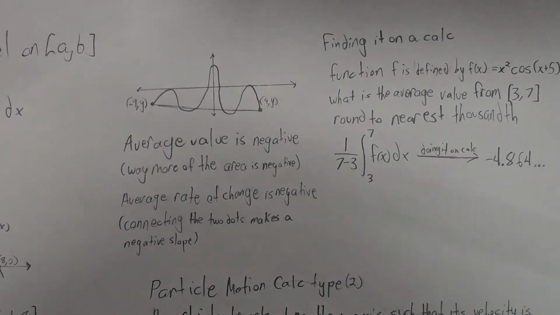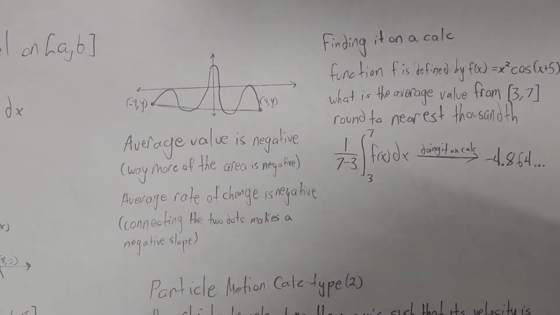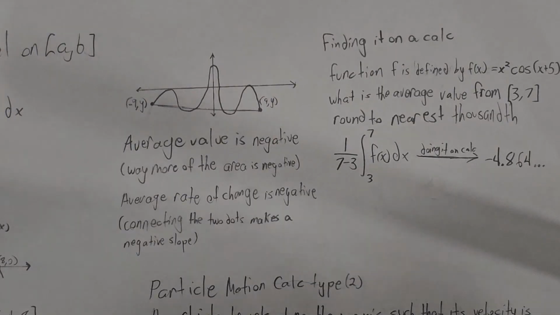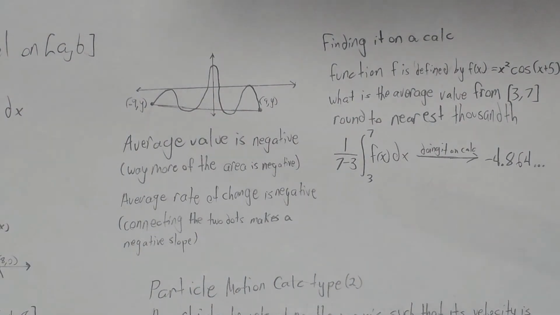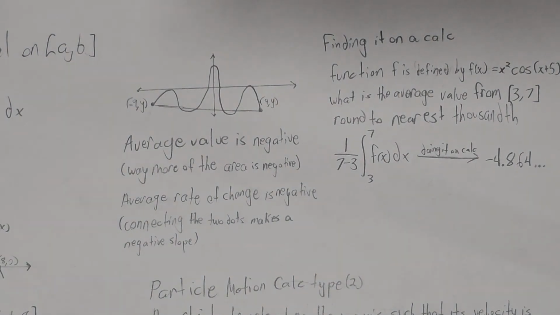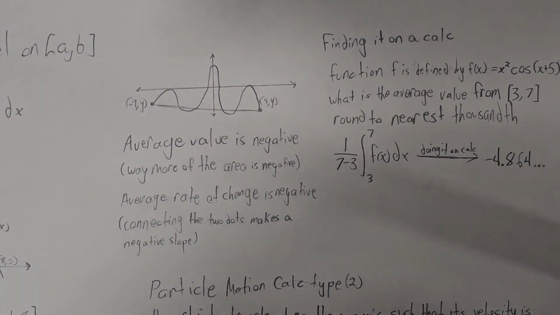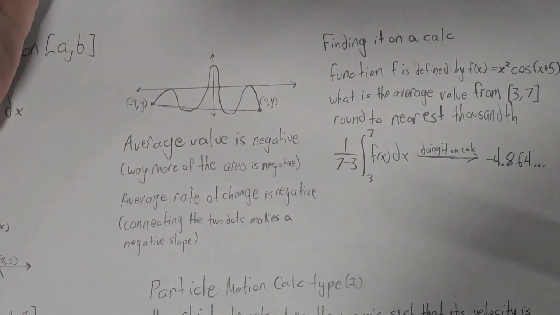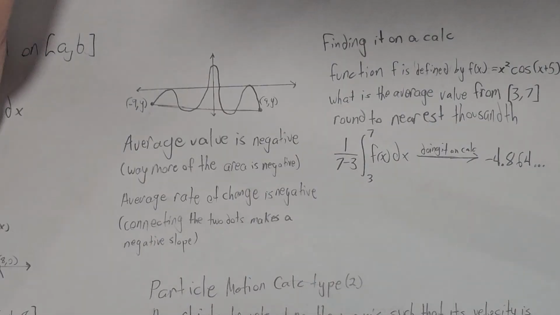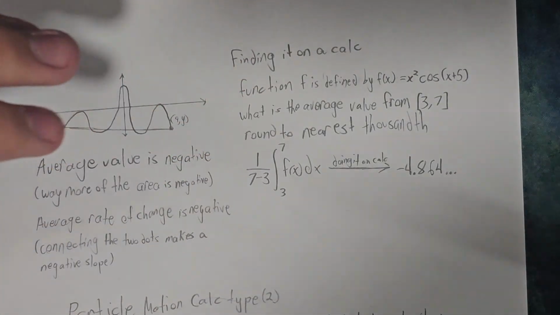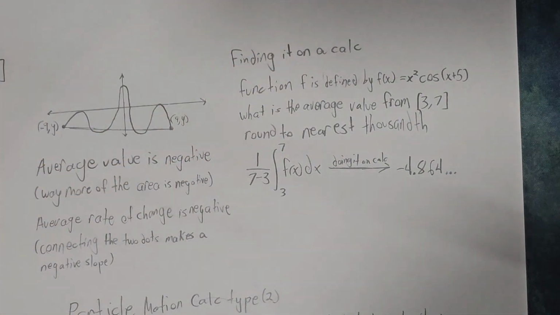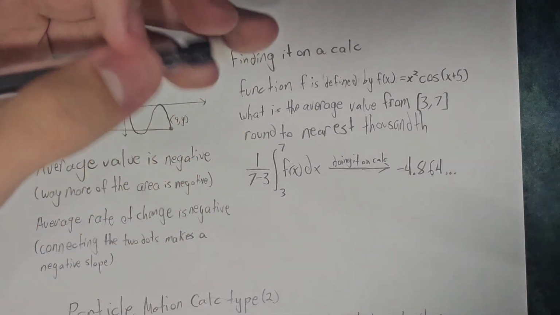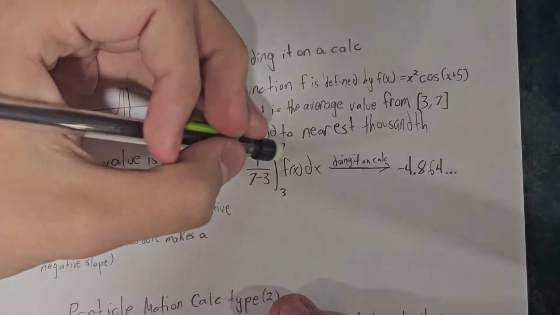So let's talk about finding average value on a calculator. Okay, so function f is defined by f of x is equal to x squared times cosine of (x plus 5). What is the average value from 3 to 7, rounded to the nearest thousandth? So for this kind of question, there's no way you're not going to have it on a calculator. Same as before, you want to do that 1 over b minus a thing, so 7 minus 3. And then you have your integral stuff right here.